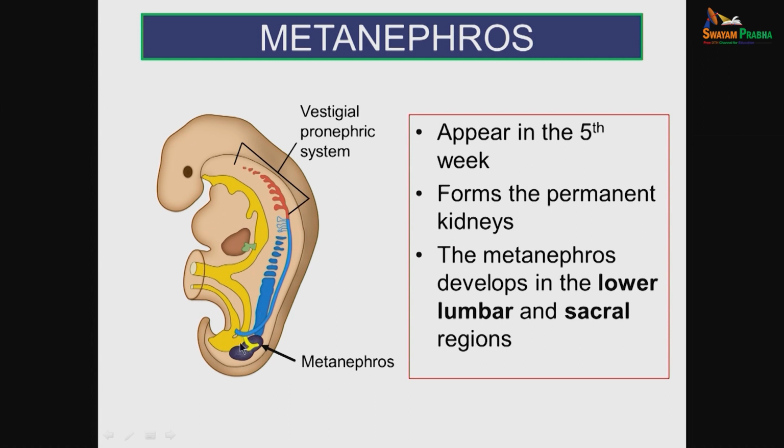Next is the development of metanephros. In humans, it appears in the 5th week of development, and this is the one which is going to form the permanent kidney. So, it is metanephros which forms the permanent kidney. So, where is it developed? You can see in this picture, the metanephros is developed in the lower lumbar and sacral regions.